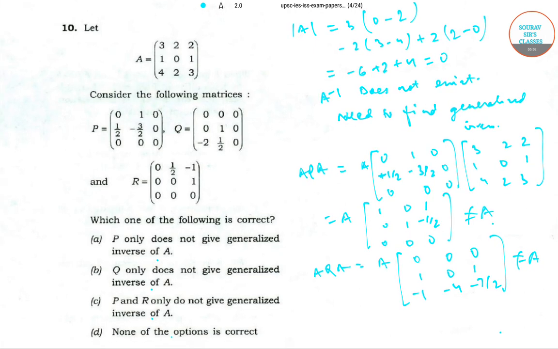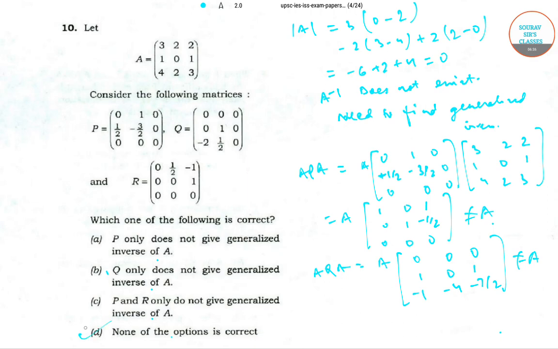Now, if we analyze the options, option A, P only does not give the generalized inverse of A. This is incorrect because Q also does not give. So option A is incorrect. Similarly, option B states Q only does not give generalized inverse, but it doesn't take into account P. So option B is incorrect. Option C, P and R only do not give the generalized inverse of A. Well, we have not calculated for R, but Q also does not give generalized inverse. So option C is again incorrect.